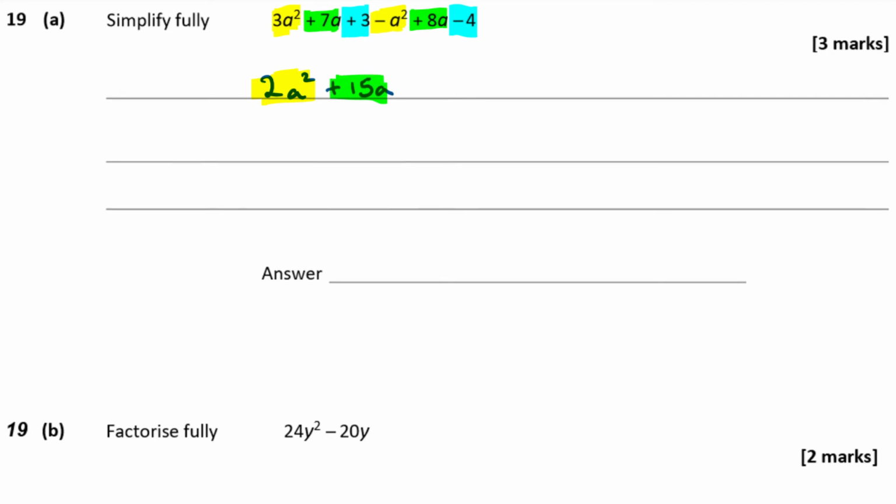And then finally, I've got positive 3, take away 4. If I'm at 3 on the number line and I take away 4, I'm going to end up with minus 1. So my plus 3 and my minus 4 gives me negative 1 altogether. So fully simplified, that is 2a squared plus 15a minus 1.